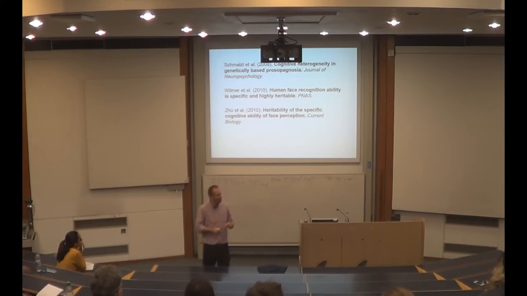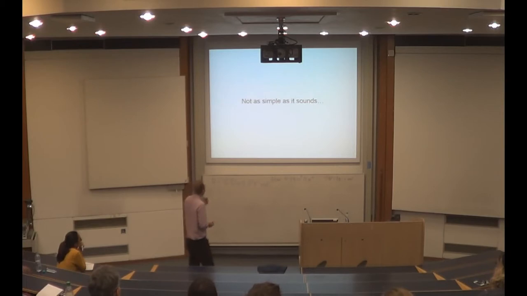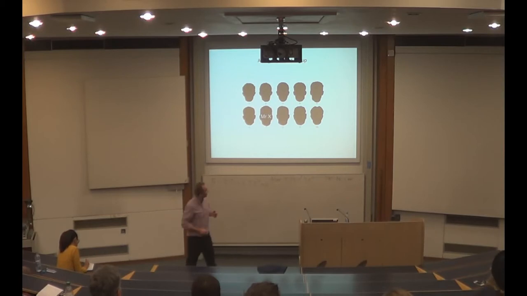And so the question that arises from this is, can individual differences in face identification distinguish accurate from inaccurate eyewitnesses? It's a very simple idea, but it's not as simple as it sounds. And I just want to show you some of the reasons why this might be. So imagine this is a standard target present lineup, and you've got your target there, it's number 7, it's Mr. X. This gives rise to a range of different responses.